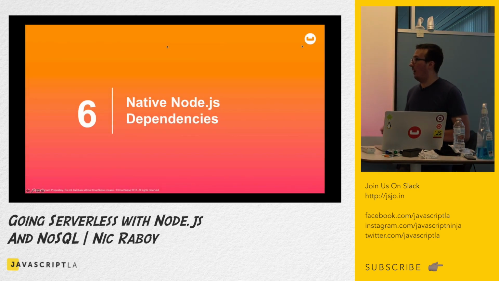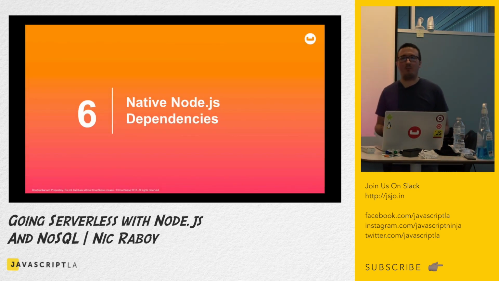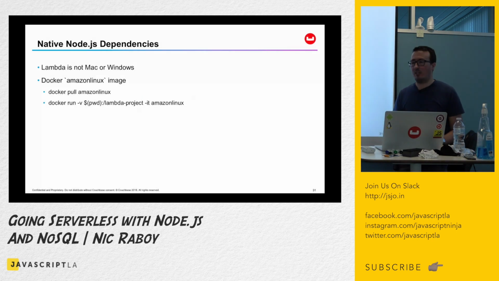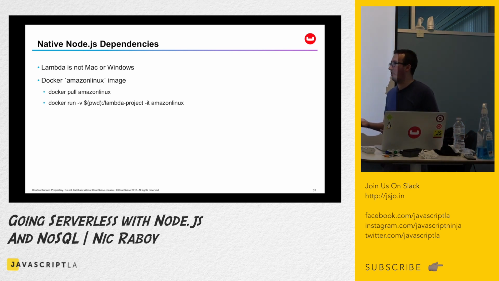there's a catch. You're working with native dependencies sometimes when it comes to Node. When it comes to NPM, sometimes you're working with dependencies that are designed strictly with JavaScript. Other times you're working with dependencies that have some kind of C or C++ compiled components to them. For example, in the case of Couchbase, there is a compiled component. So Lambda, in this case, is not Mac or Windows. It's a flavor of Linux. It runs its own architecture.